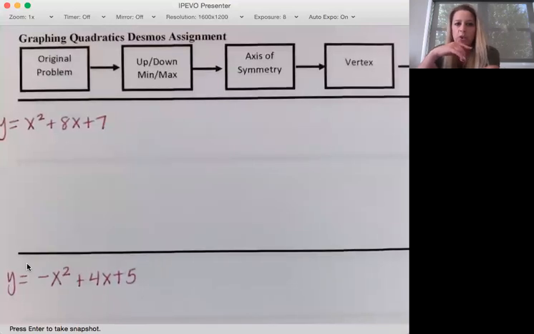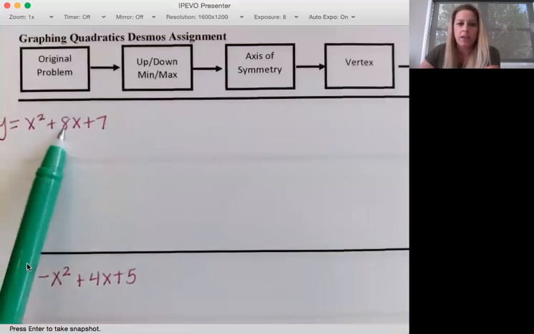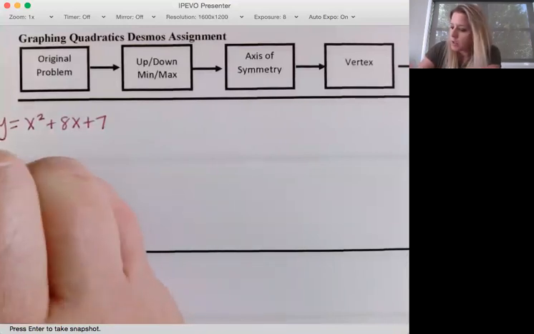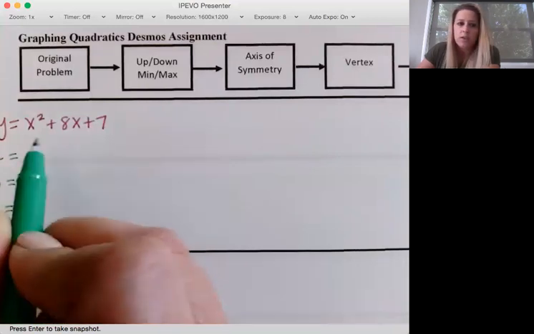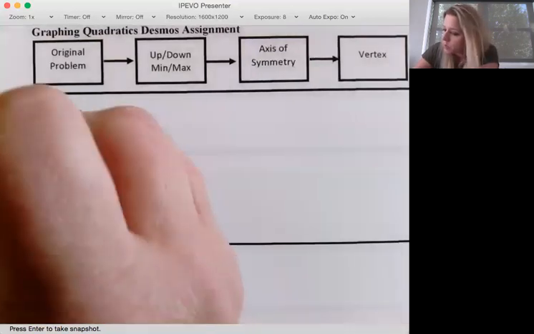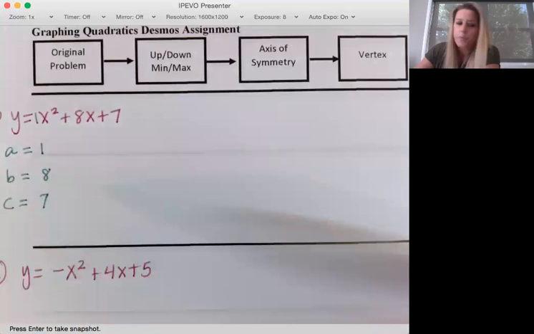I'm going to graph two problems here. So you'll see that I have y equals x squared plus 8x plus 7 and y equals negative x squared plus 4x plus 5. So the first thing I'm going to do is the top one. And I always like to identify my A, B, and C because I'm going to need them along the way. So in this case, my A is 1, my B is 8, and my C is 7.